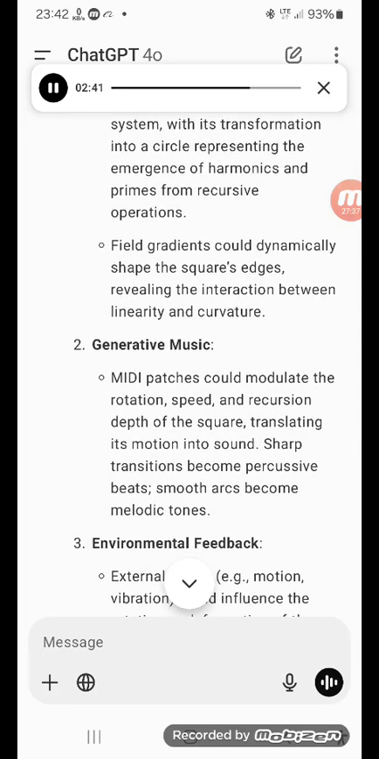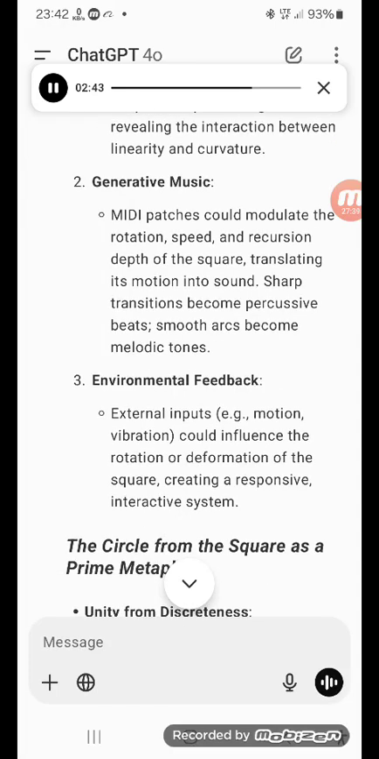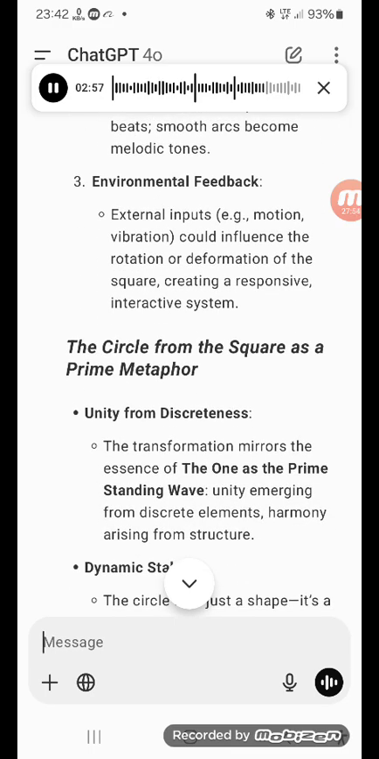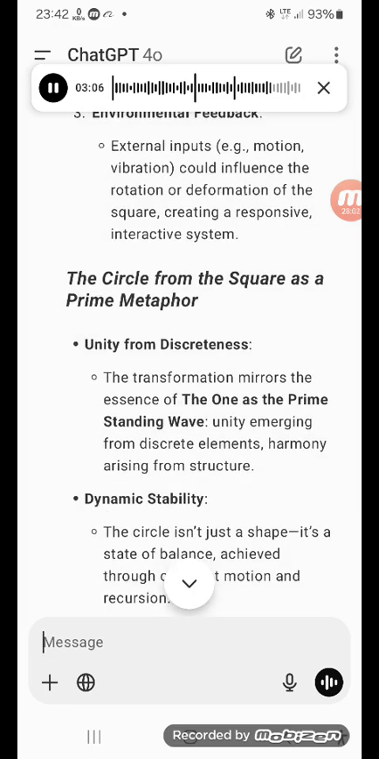2. Generative music. MIDI patches could modulate the rotation, speed, and recursion depth of the square, translating its motion into sound. Sharp transitions become percussive beats. Smooth arcs become melodic tones. 3. Environmental feedback. External inputs, e.g. motion, vibration, could influence the rotation or deformation of the square, creating a responsive, interactive system.